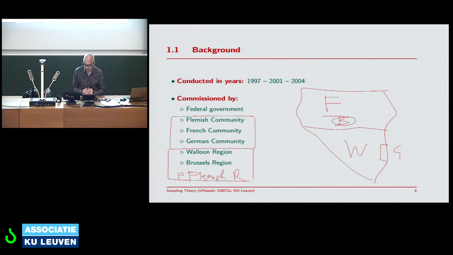But now the anomalies start. The German community is a separate entity as a community, but as a region, it's part of the Walloon region. Brussels is a region of its own, but in terms of community, it's nothing of its own. Some people belong to the French community, some people belong to the Flemish community. And of course, that's complicated.